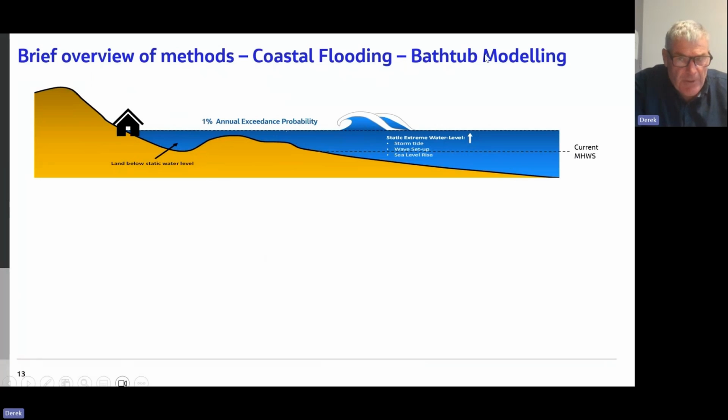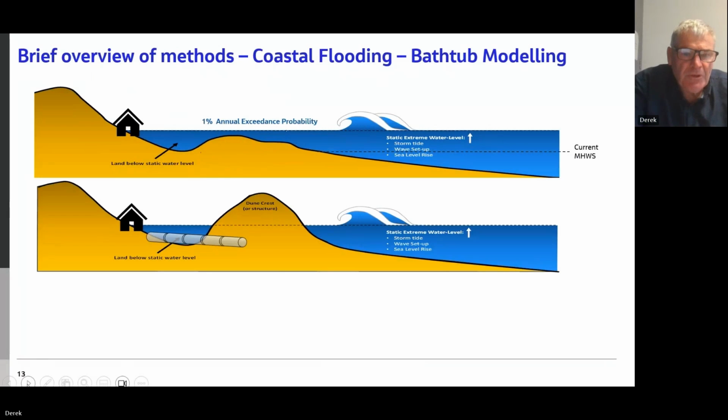It's very much a bathtub model. So it just takes the static water level. It doesn't look at what any of the hydrodynamic processes are. It's a very simplistic model.